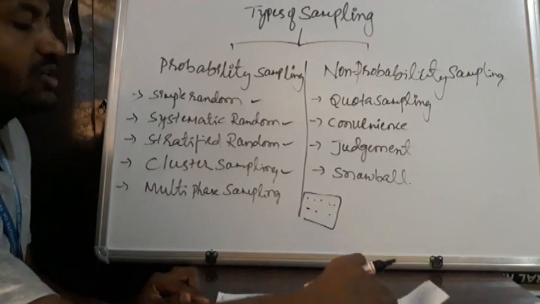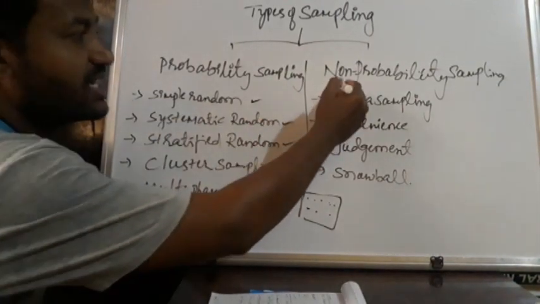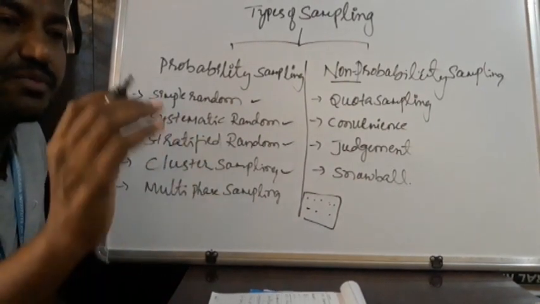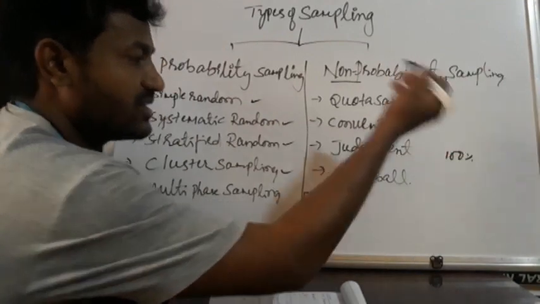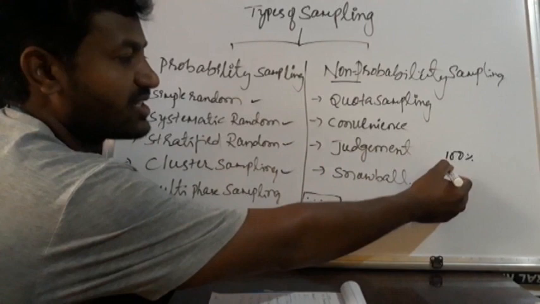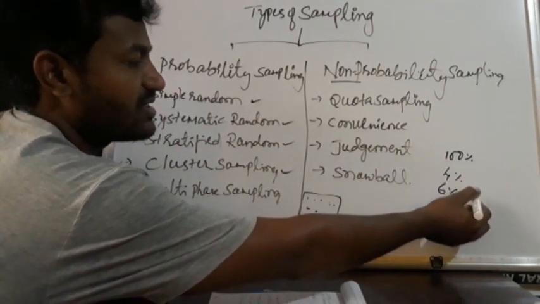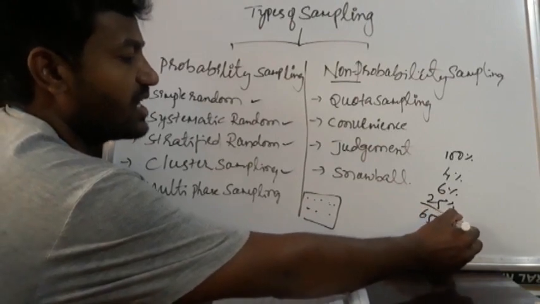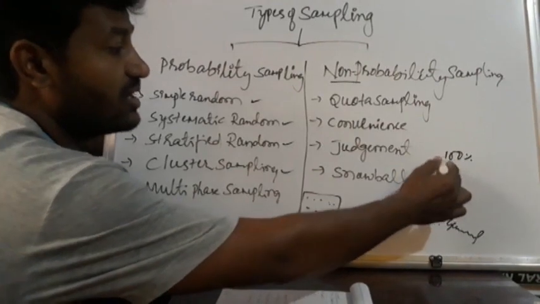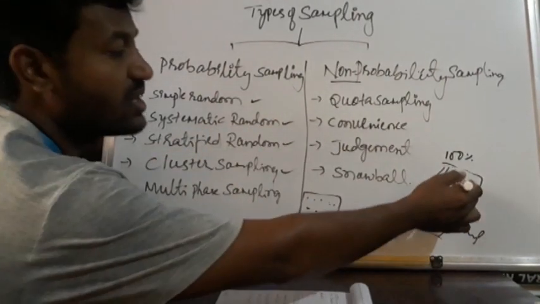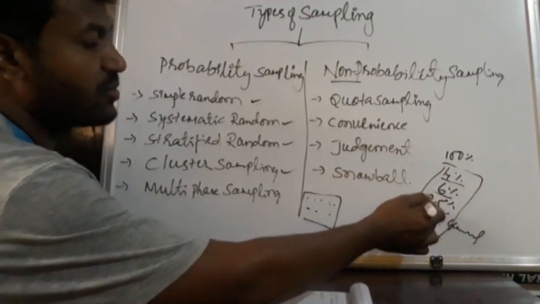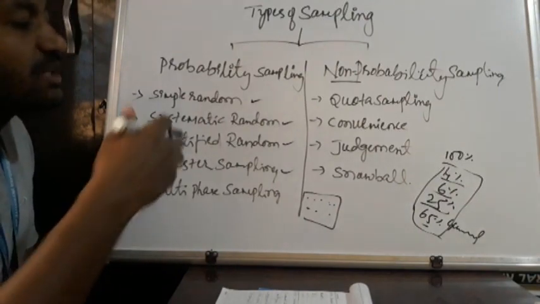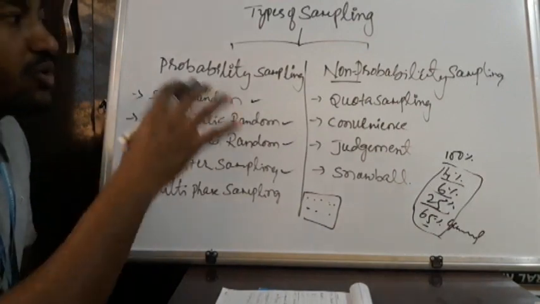Now the non-probability sampling. Non-probability sampling means that there is no 100% chance given to the particular samples. For example, take 100% of a sample. There is a reservation quota, for example, 4% for OBC, 6% for SC/ST, 25% for OBC, and the rest 65% only for general. It means that opportunity is not given equally to all the 100% of samples. If I take samples only from 4, only from 6, or only from 25 or 65, my sampling will be biased, because it may vary from person to person and from sample to sample. So that is called non-probability sampling.